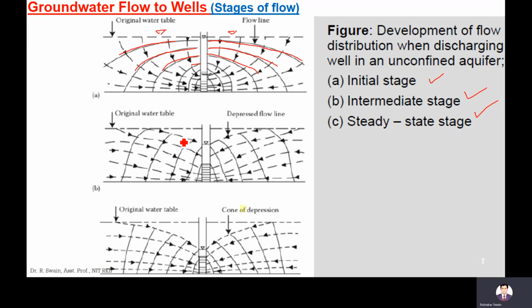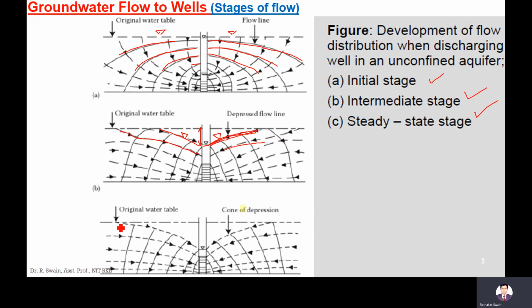When pumping starts, in the intermediate stage, there will be drawdown near the well, and it will extend. This is the cone of depression. These are called depressed flow lines. The flow line will depress here. This will be your new groundwater table, the depressed groundwater table. This curve is called the cone of depression.